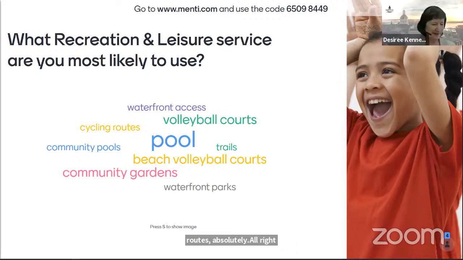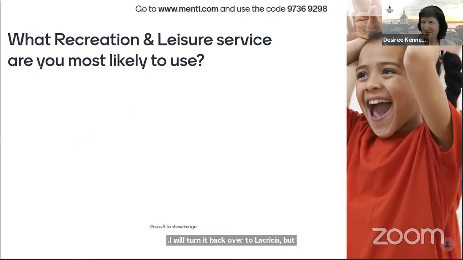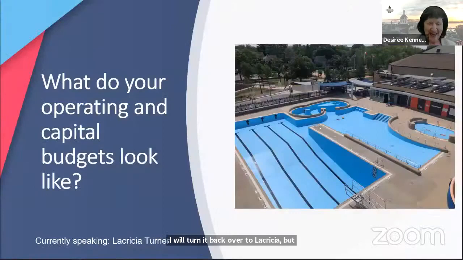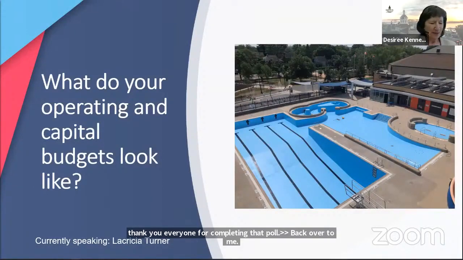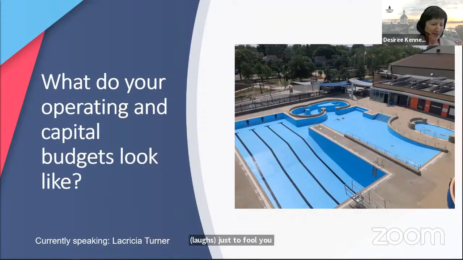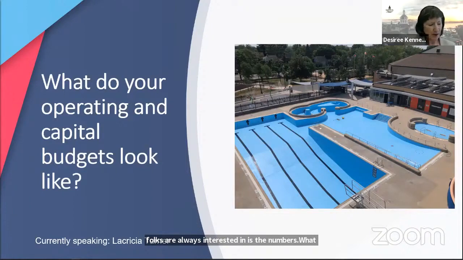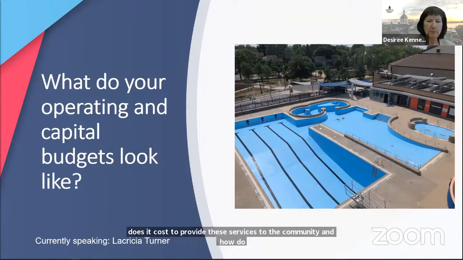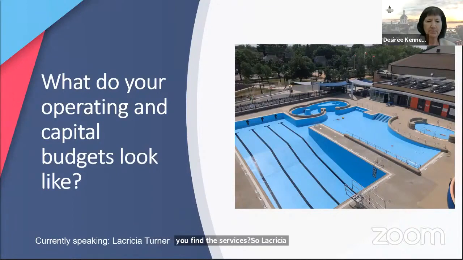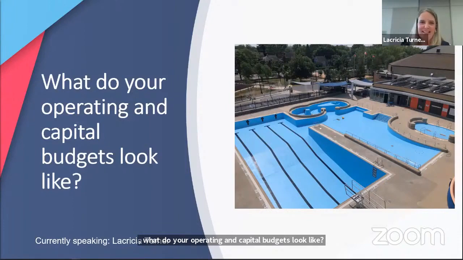Okay, so back over to me. Just to fool you a bit there, Julie Lee. So what I think probably a lot of folks are always interested in, and that's the numbers. And what does it cost to provide these services to the community? And how do you fund these services? So Lacricia, what do your operating and capital budgets look like? Great. Thank you, Julie Lee, and thanks, Desiree.